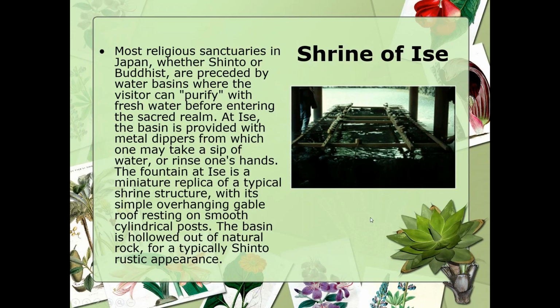Most religious sanctuaries in Japan, whether Shinto or Buddhist, are preceded with water basins where the visitor can purify with fresh water before entering the sacred realm. Okay, and I don't pronounce these things well, so you can correct me if you know. At Ise, the basin is provided with metal dippers from which one may take a sip of the water to rinse one's hands. The fountain at Ise is a miniature replica of a typical shrine structure, which is a simple overhanging gable roof resting on smooth cylindrical posts. The basin is hollowed out of natural rock for a typically Shinto rustic appearance.